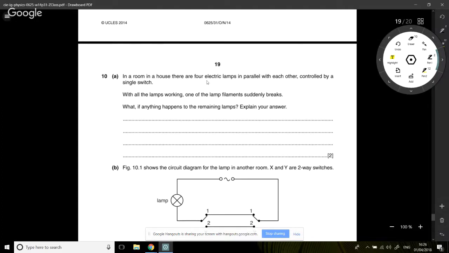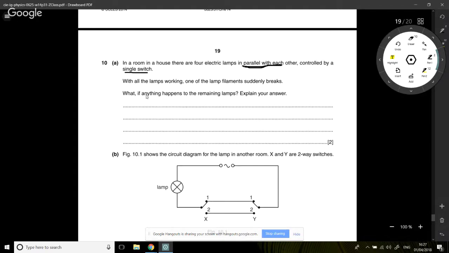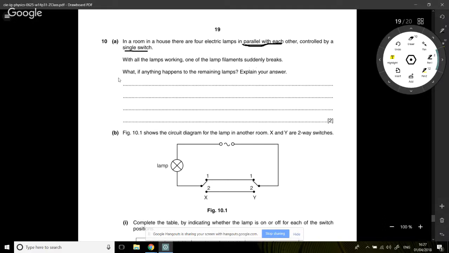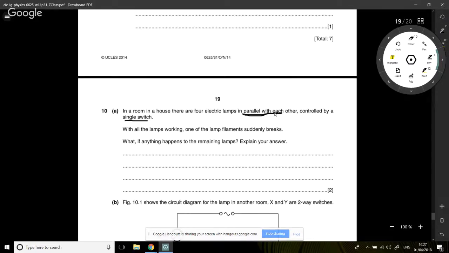All right. In a room, there are 4 electric lamps in parallel. All right, that's the key word. With each other, controlled by a single switch. With all the lamps working, one of the lamp filaments suddenly breaks. What, if anything, happens to the remaining lamps? Explain your answer.